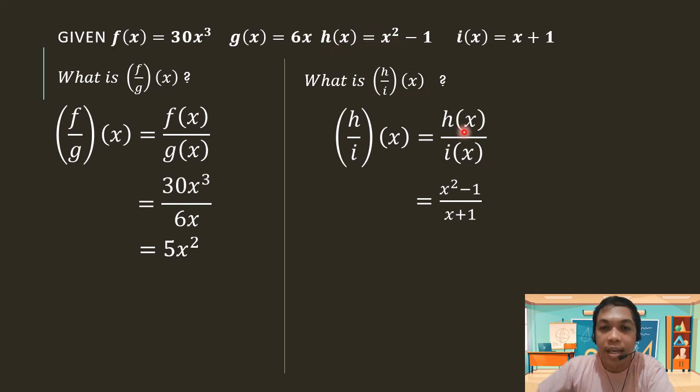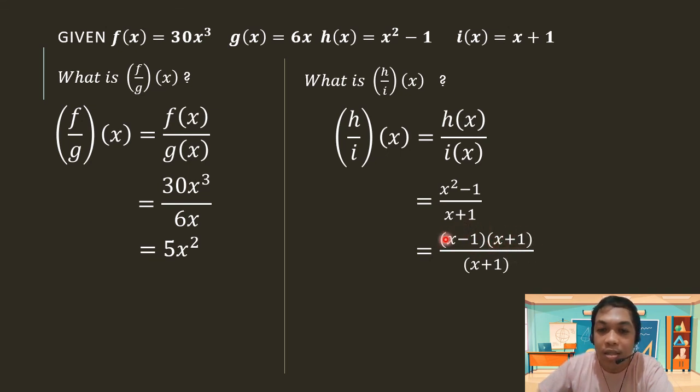H of x is x squared minus 1, and then i of x is x plus 1. So as you can see in our given, siya ay in a quadratic form. So kapag ganito, you examine first, no, yung inyong given, baka siya ay may mga factors. So kung sakaling siya ay may mga factors, you factor out first before you proceed in performing the operation. So x squared minus 1 is factorable to x minus 1 and x plus 1.